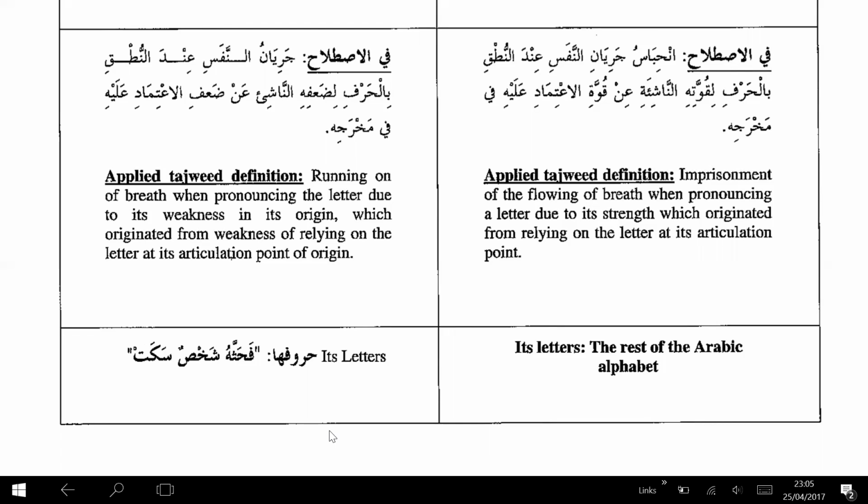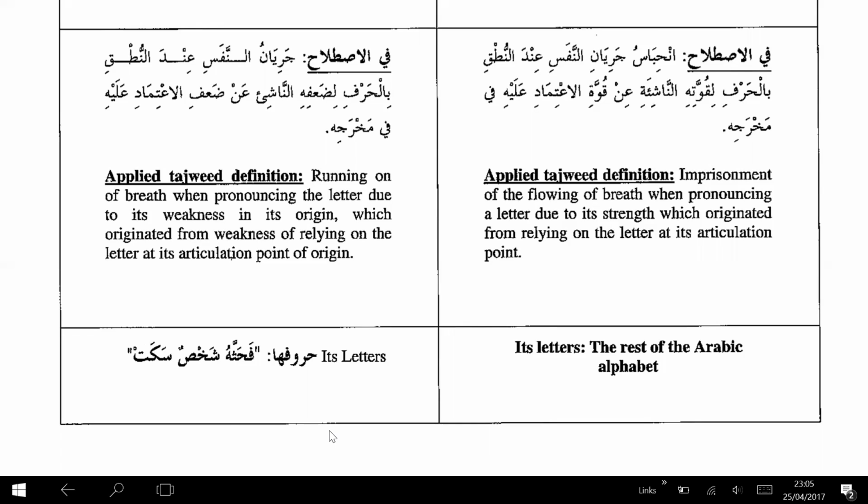We will see what letters come under this, but let's see the definition of jahr as well. Jahr is the opposite. So here your breath will not be running. You will be imprisoning your breath when you pronounce the letter. Why? Because of the strength and because of that strong makhraj that it has.